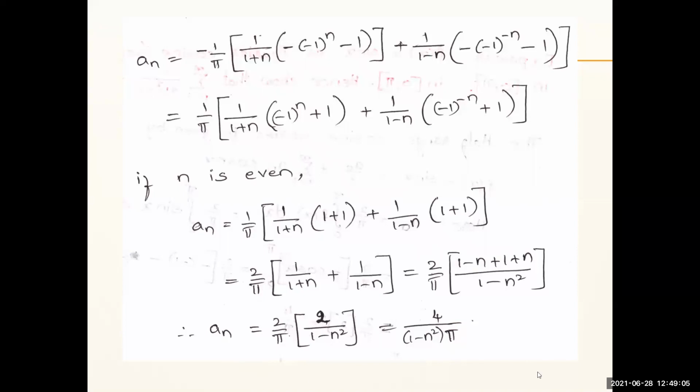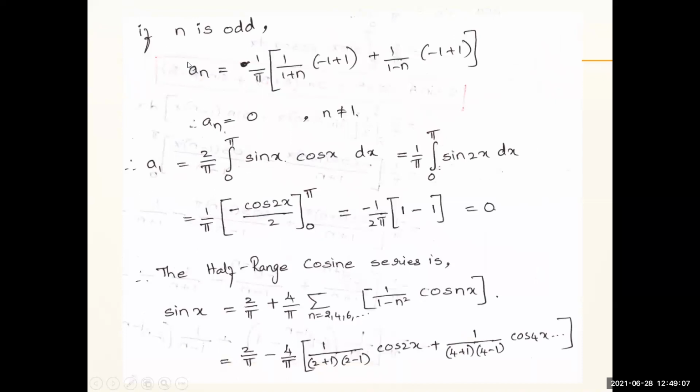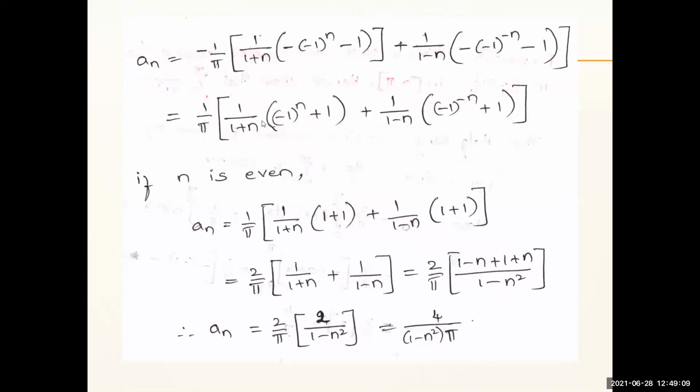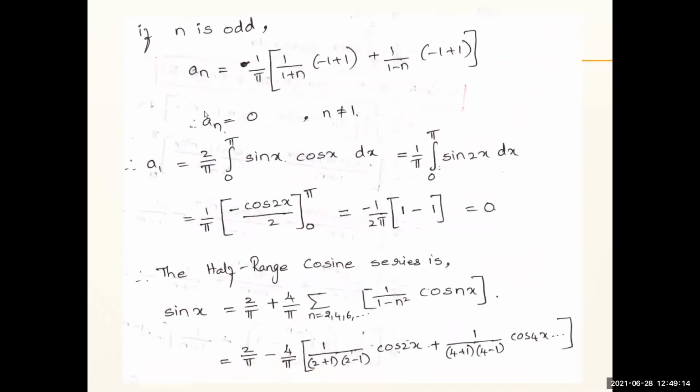In a similar way, when you take n as odd, you will get minus 1 to the power of n as minus 1. So in that case, we'll get the value of an as 0. And as we discussed already, that is true only when n is not equals to 1.